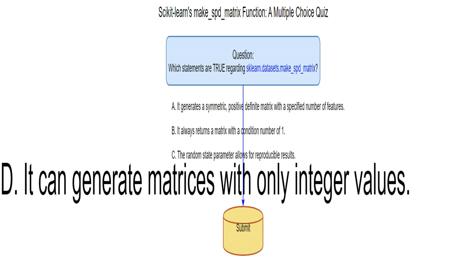Incorrect. make_spd_matrix typically produces matrices with decimal numbers, floating point numbers, not just integers. It doesn't have an option to restrict the output to integers only.